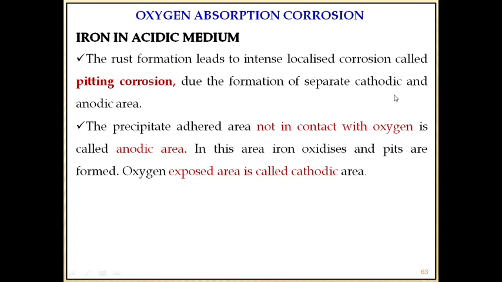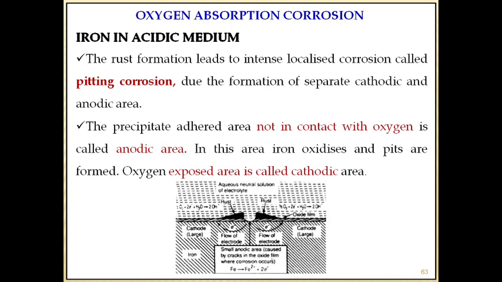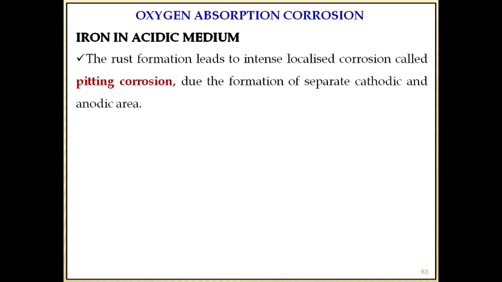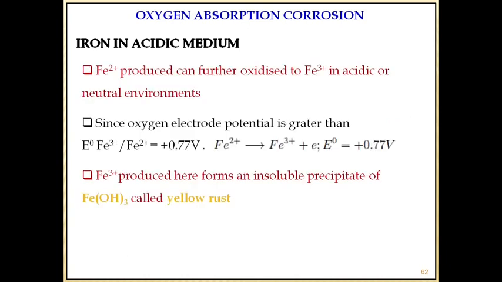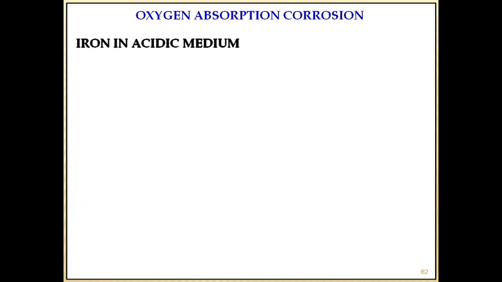So the precipitate adhered area, which is not in contact with oxygen, is now the new anodic area, and the oxygen exposed area will be acting as the cathodic area. That means the environment which is near to the surface will be acting as the cathodic area. So this is the schematic representation. Let's again look at oxygen absorption corrosion in acidic media for iron.